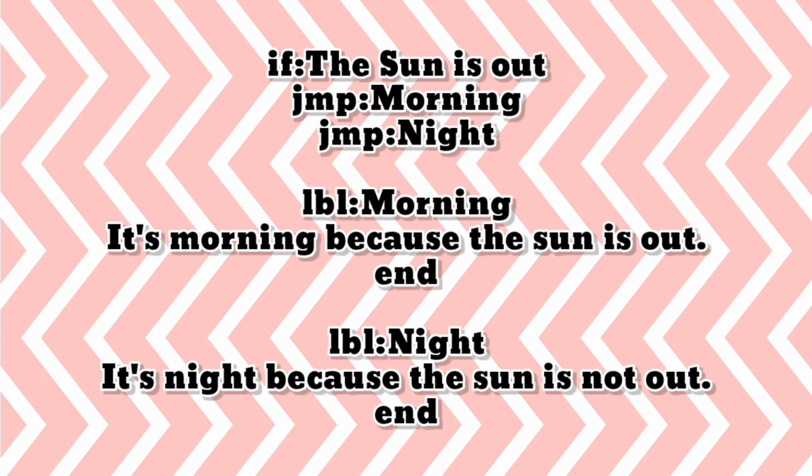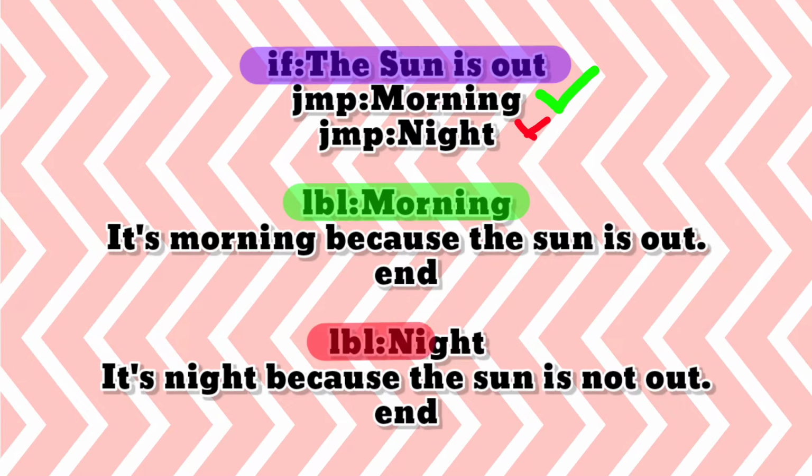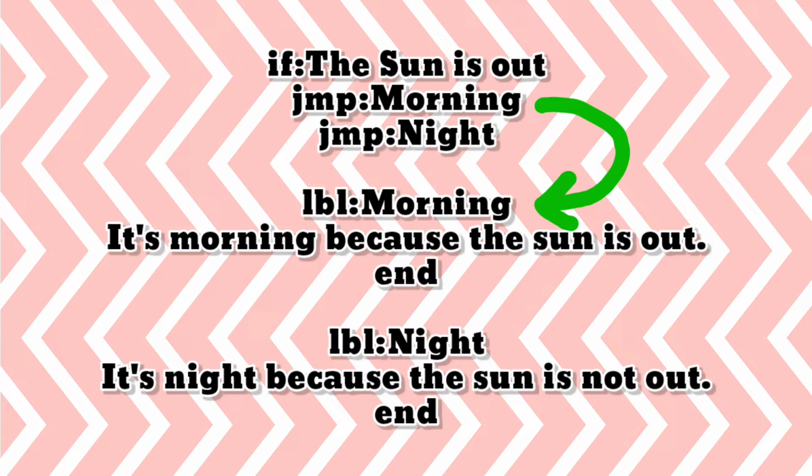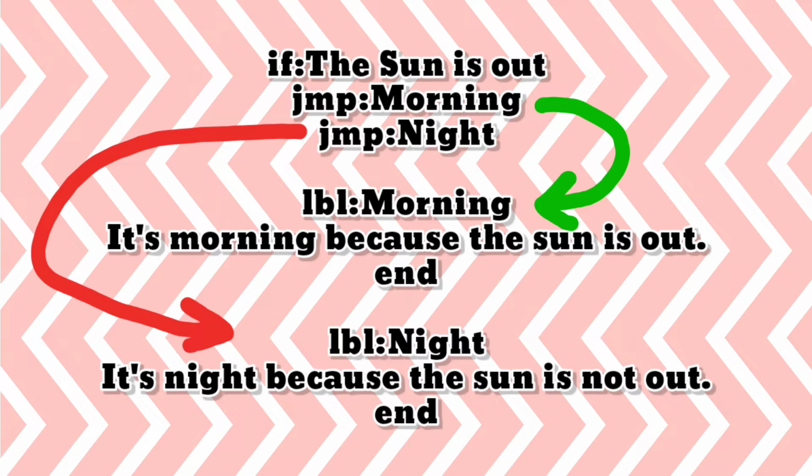Here's a basic example. These are what if commands look like. This command is basically saying, if the sun is out, jump to the morning label, else, go to the night label. When you have double jumps like this, the first jump is always where the commands will jump to if it's true, and the second one is where the command will jump to if it's false.